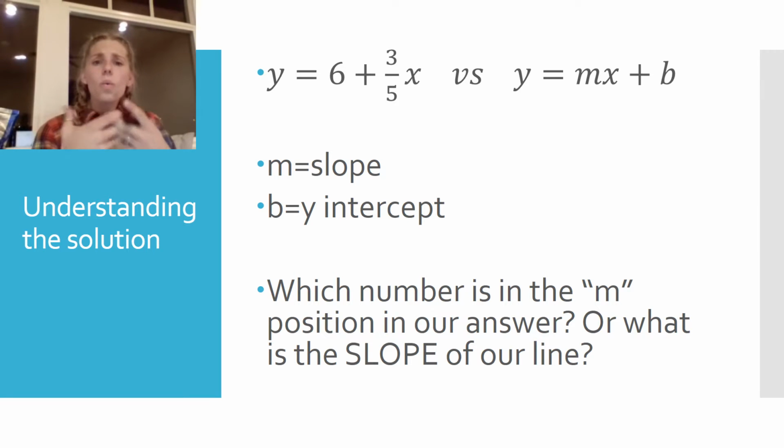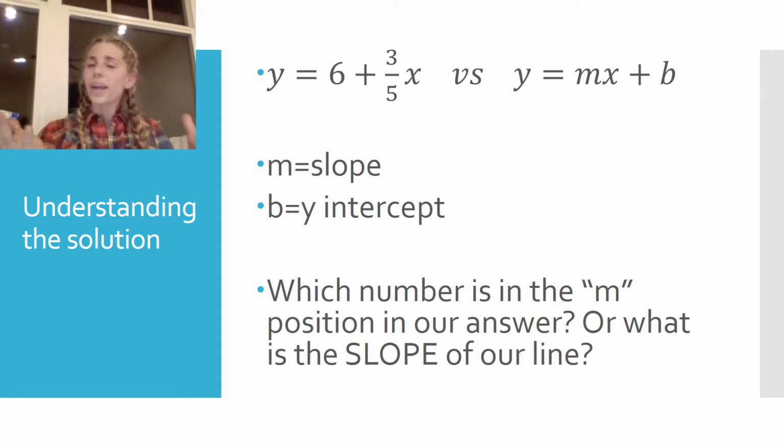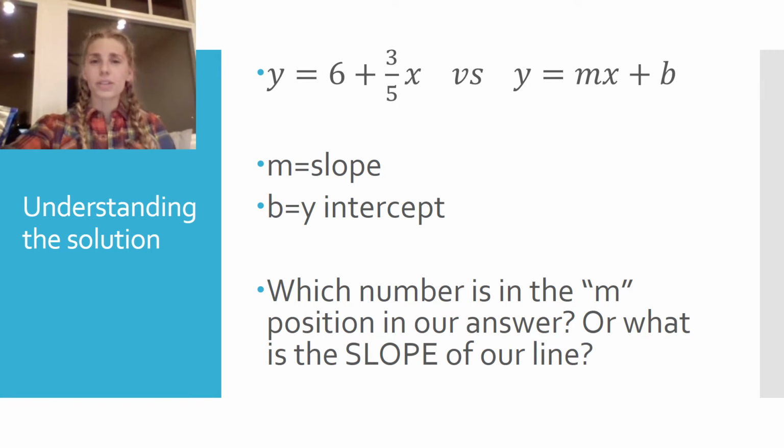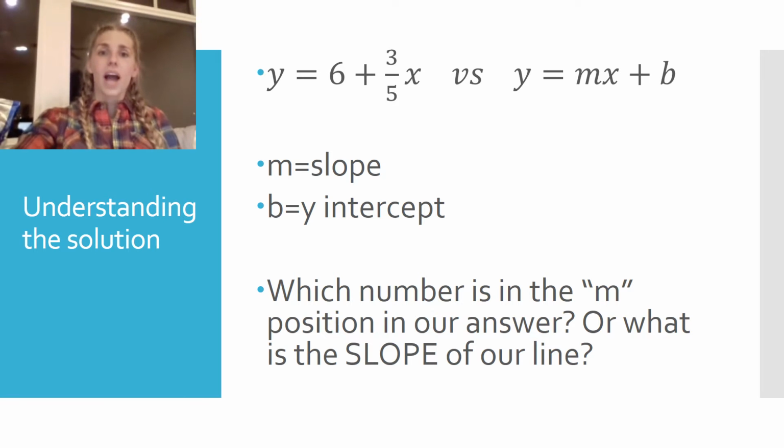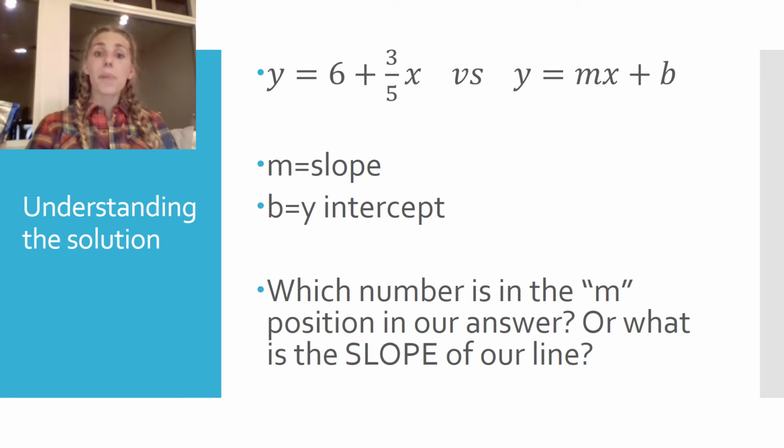Okay, so why did we do this? Why did we convert from standard form into slope-intercept form? The reason is so that we could better understand the solution. We wanted to identify our slope and our y-intercept, and now that it's in slope-intercept form, we can do that. So please tell me which number is in the m position in our answer, or what is the slope of our line?